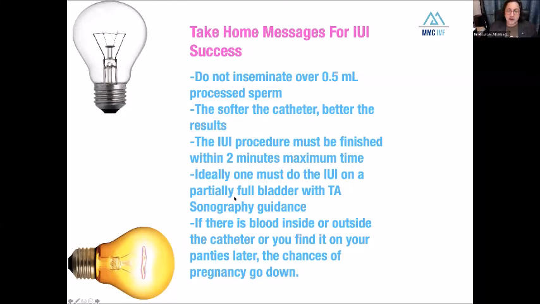And to circumvent this, ideally one must do an IUI on a partially full bladder with transabdominal sonography guidance. If there is any blood inside or outside the catheter after IUI, you will find it, or the patient finds it on her panties later when she goes home, the chances of pregnancy go down.